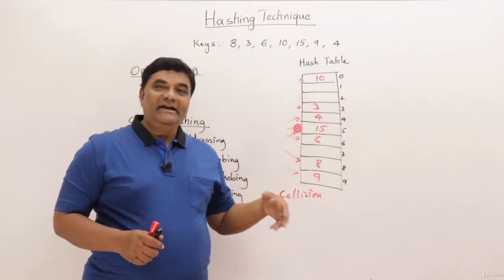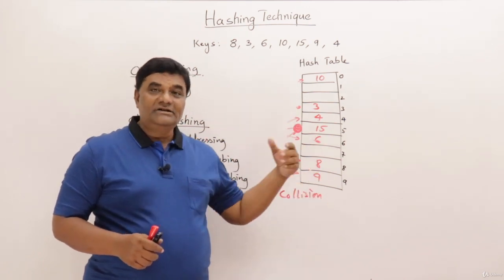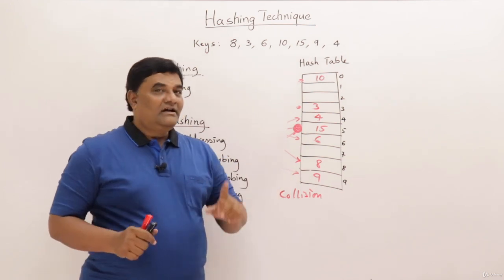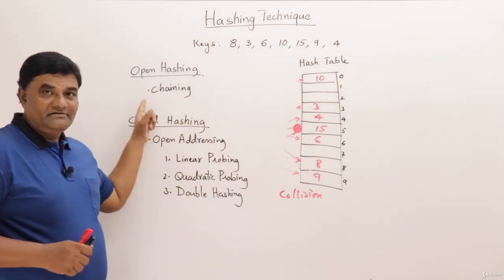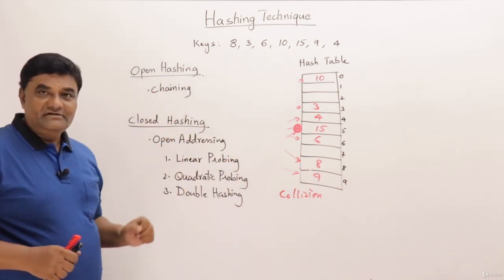Then what is open hashing? We will consume extra space. Beyond this hash table, we will take more space. That's why that is open hashing. And in open hashing, the method is chaining. We will look at these methods. So one of the methods is chaining.